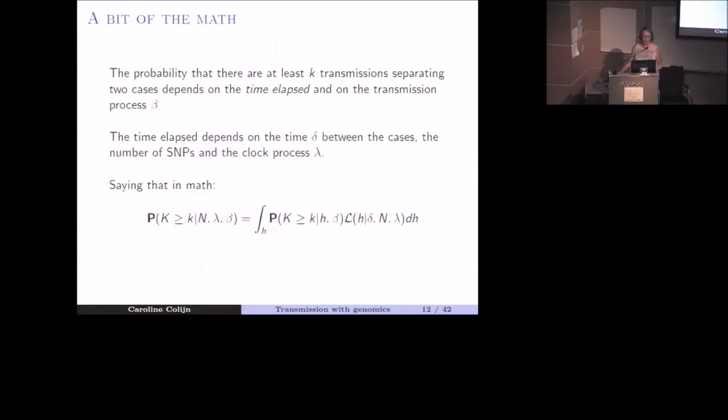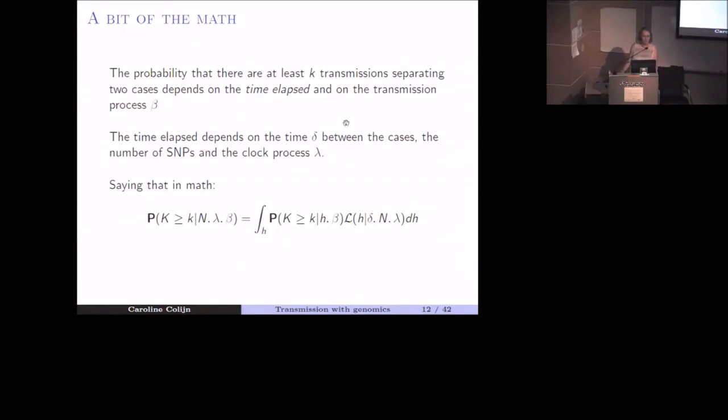Okay. So we're going to say it in words, and then we're going to say it in math. So the probability that there are at least K transmissions between our two cases has to depend on the time elapsed and on the transmission process beta. And the time elapsed depends on the time between the cases, the delta, the H, and the number of SNPs in the clock process.